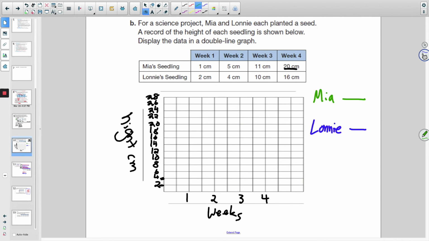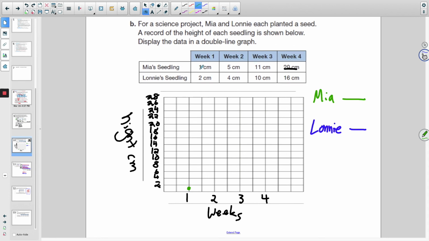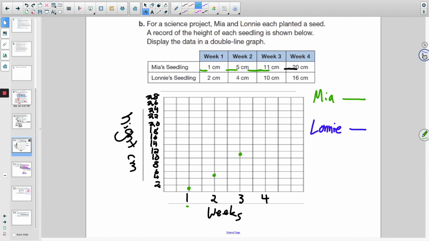All right. Now the last step is I just plot my data. So I'll start with Mia because she's the first one I had. Week 1, she was 1 centimeter. So I put a dot week 1 and 1 centimeter. Week 2, she was 5 centimeters. So I put a dot at week 2. That lines up with the 5. Week 3, she was 11 centimeters. So I have a dot at the 3 and the 11. And then week 4, 20 centimeters.